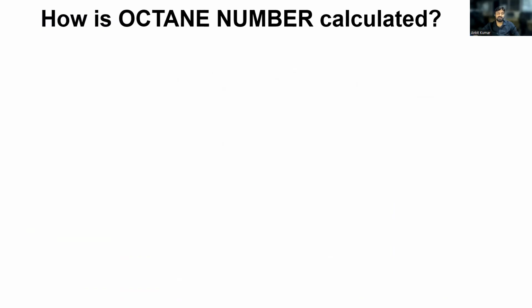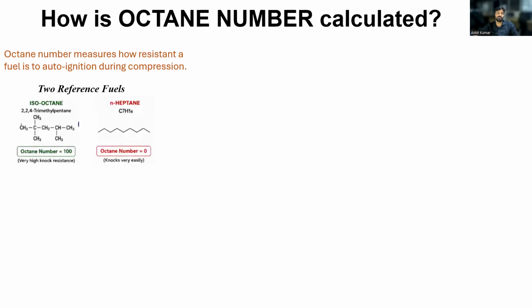Now coming to the next part of this discussion: how is the octane number calculated? That is very important to understand, and then you will be able to answer about the different methods of measuring the octane number as well. As I have told you, the octane number measures how resistant a fuel is to auto-ignition during compression. To understand this, there are two fuels, isooctane and heptane. Isooctane has an octane number of 100 and is the reference fuel, because if you put this fuel inside the engine and start the engine, it will not create any kind of noise.